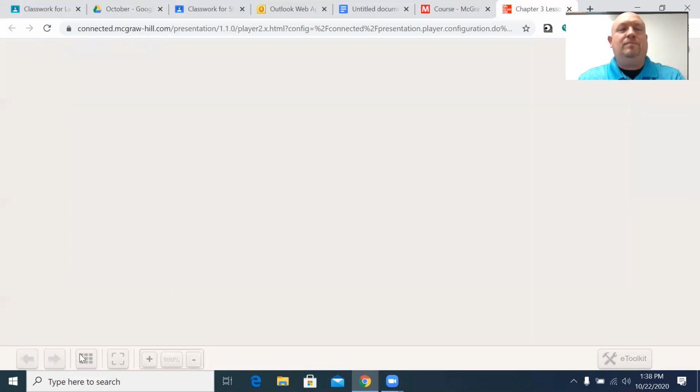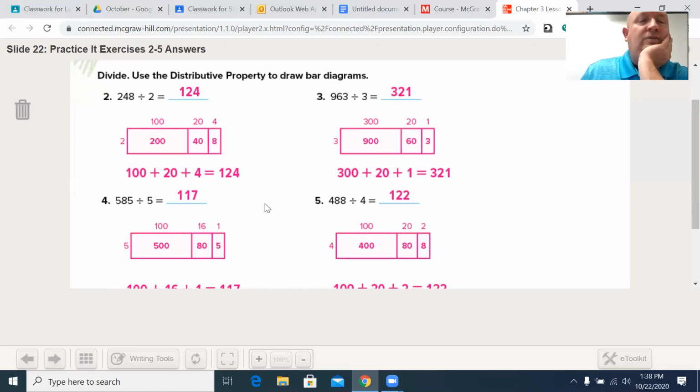Welcome back. Let's see how you did. And I have them drawn out here for you. Well, the book does. 124. So you had 200 divided by 2, 40 divided by 2, and 8 divided by 2. 2 went into 200 100 times. 2 went into 40 20 times. 2 went into 8 4 times. You add those numbers together.